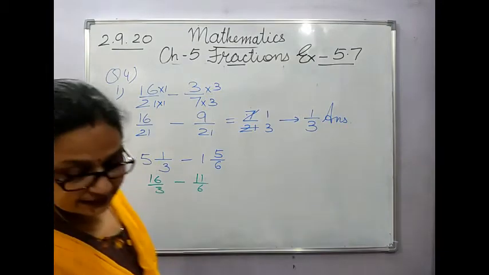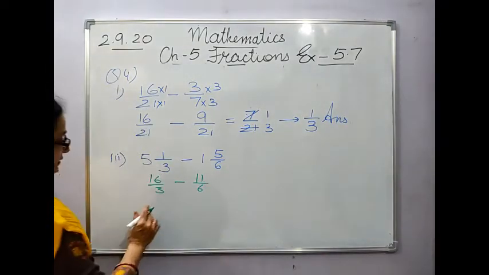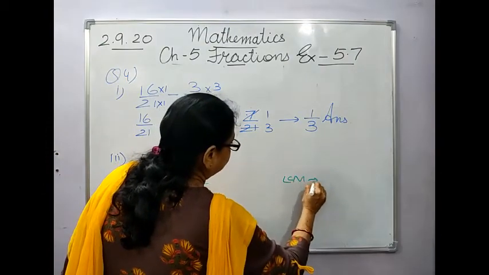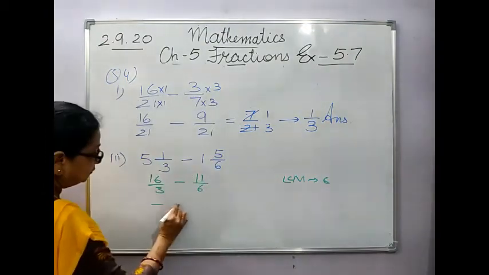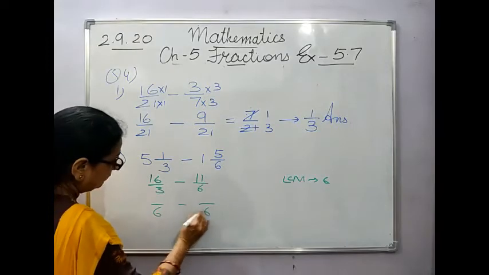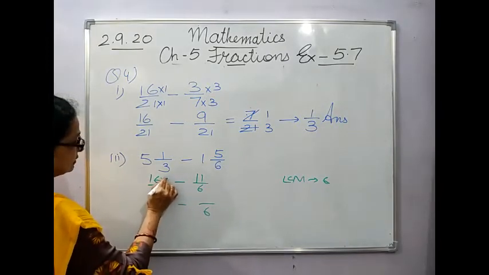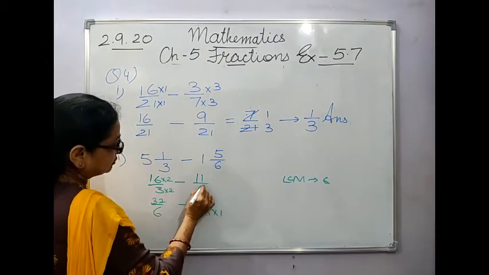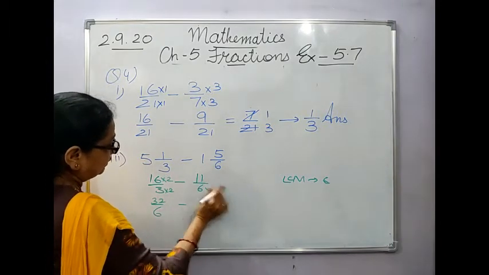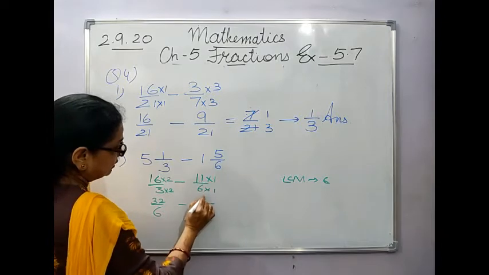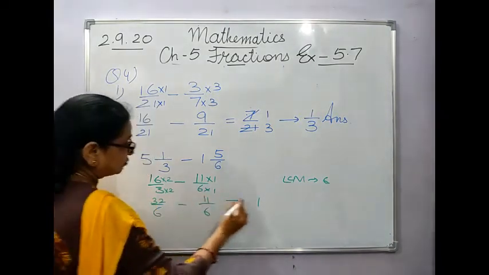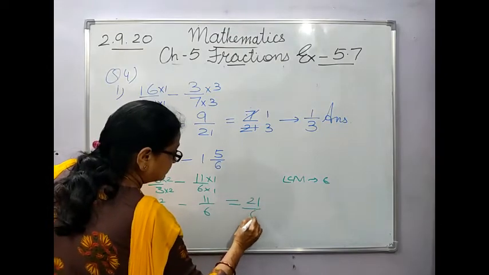If we take out the LCM, it will be 6. If you take it out in the rough, it will be 6. So 3 2s are 6, 16 2s are 32, 6 1s are 6, so it will be 11. Now you subtract, 2 minus 1 is 1, 3 minus 1 is 2 upon 6.